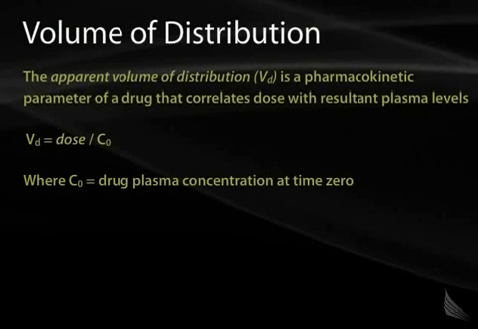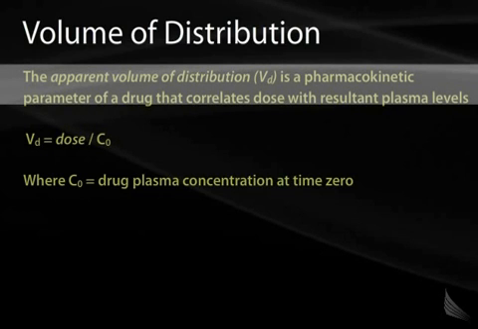The concept of volume of distribution is an apparent volume of distribution. Remember, this is not a real volume, but an apparent volume. It's a pharmacokinetic parameter that correlates the dose that's given with the resultant plasma level. Every drug has its own volume of distribution, and this value will be given to you on the test. A lot of times the volume of distribution will be liters per kilogram, and they will give you the kilograms of the patient. So you will be able to calculate the volume of distribution, or they will simply give it to you on the test.